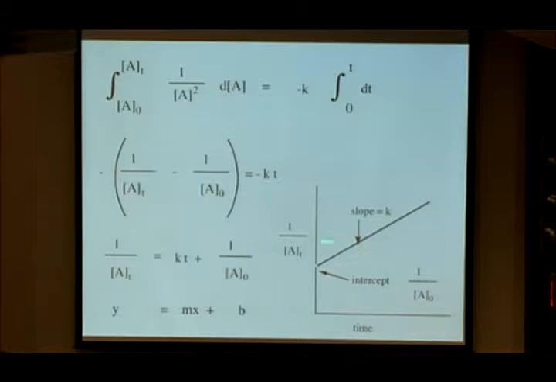So you can plot your data as your concentration of A changes with time. And if it's plotted as 1 over the concentration of A versus time, and it gives you a straight line, that's consistent with it being a second order process.